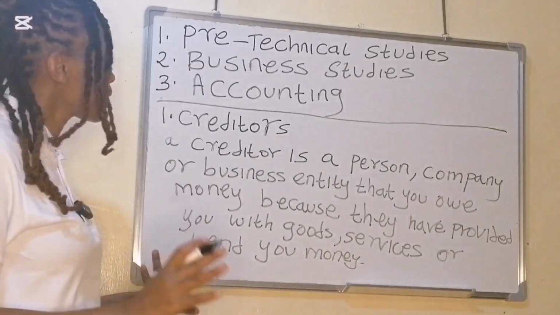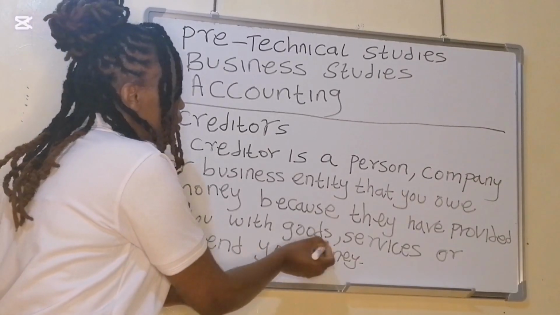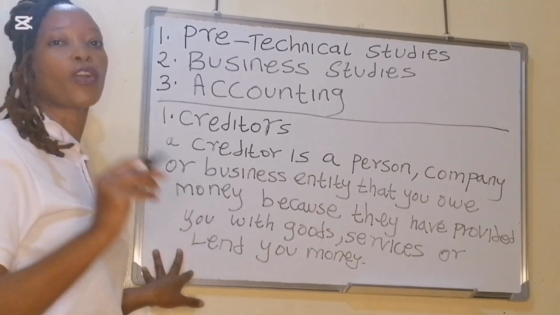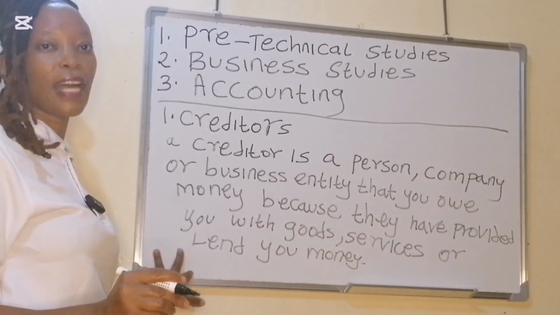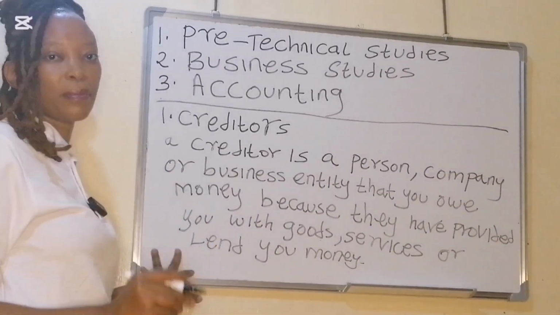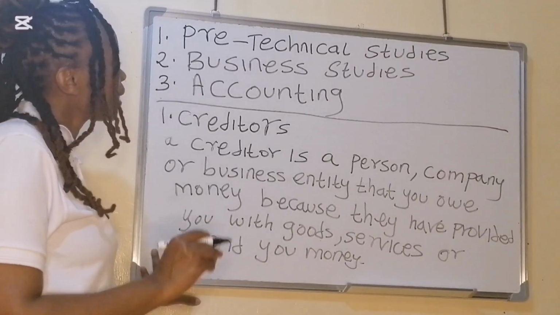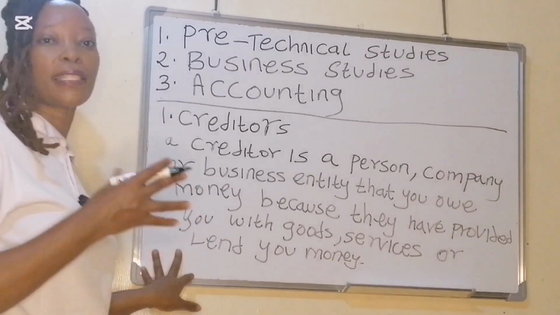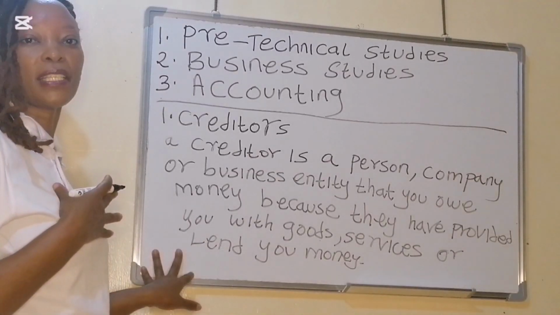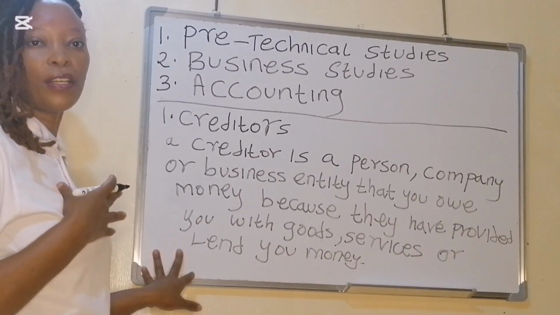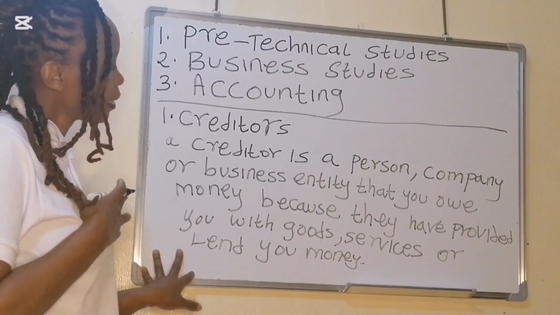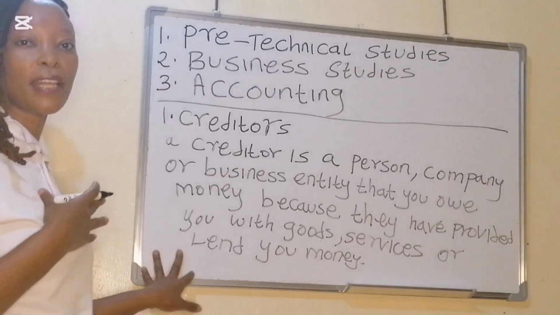Maybe a business has provided you with goods or services. They have given you goods or services on credit. That business is your creditor. You have not yet paid them. Okay? So, a creditor is a person that you owe money as a business. As a student, you are assuming that you are the business owner. You owe them money. Okay? Now, I think we are together up to that point.